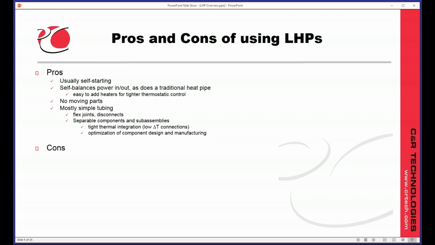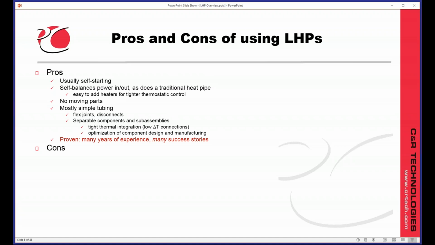But to me, I think that misses the point of one of the beauties of an LHP, is that it consists so much of just simple, plain, and in fact small diameter tubing. And that means you can accommodate just regular plumbing like flex joints or disconnects and manifold things, and put in T's and all sorts of things that you just couldn't do in a traditional heat pipe. And that also allows you to have really tight thermal integration in some of these components. You can have an evaporator that's bonded in tightly to the application, and then a condenser that's designed and integrated separately, and then hook them up later at a higher level of assembly. And of course, that's also something you just can't do in a traditional heat pipe.